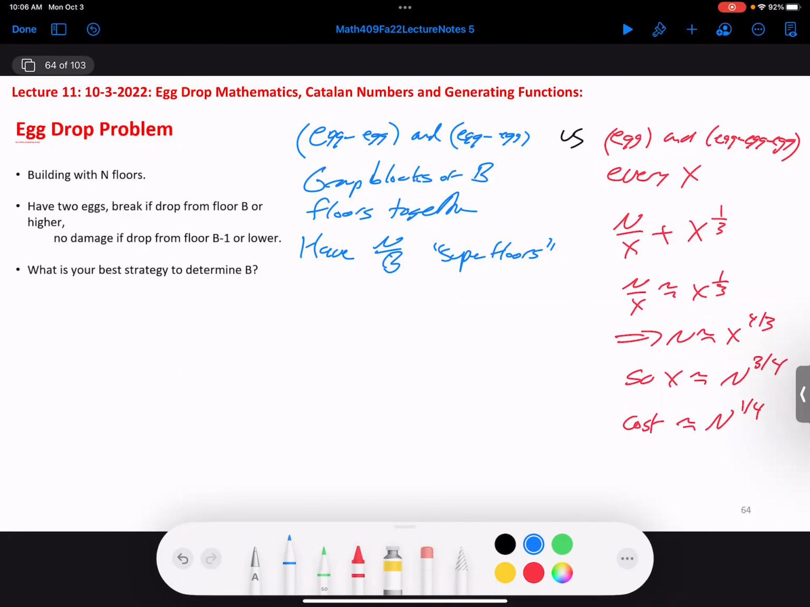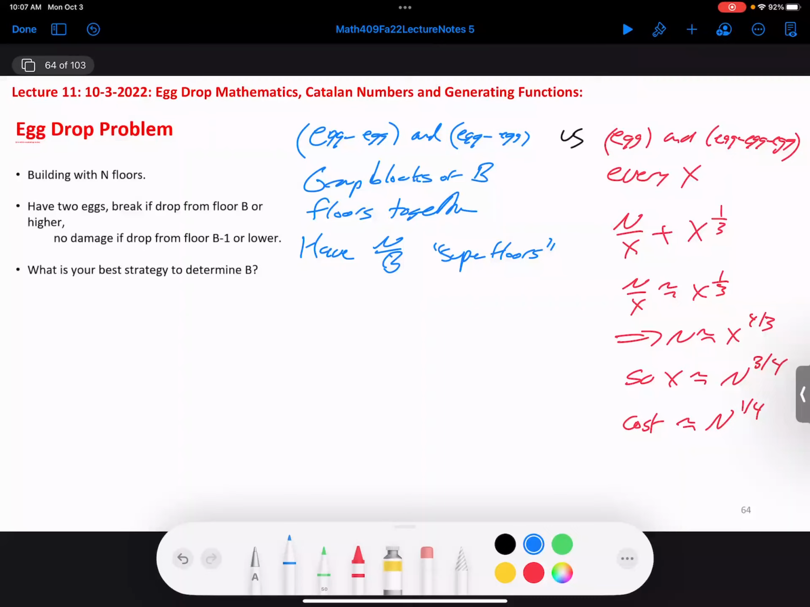With 2 eggs, I can determine which of the superfloors is bad. How many steps will it take me to determine which superfloor is bad with 2 eggs? On the order of what? When we had n floors and 2 eggs, how long did it take? When we optimized, how much was the cost? I don't care how I got the cost anymore, I just want the cost. Square root of the number of floors.